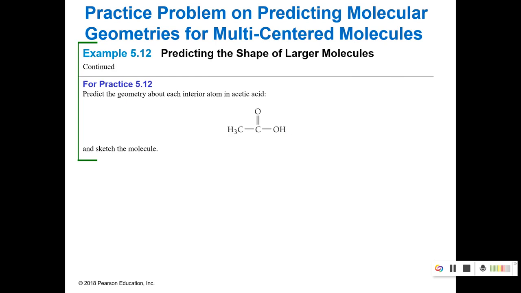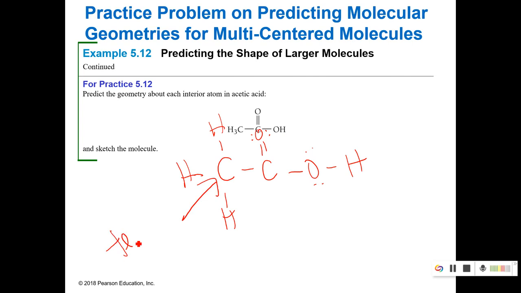Let's do another one. Predict the geometry around each interior atom. So this is more of a skeletal structure than you'll see in OChem. But really, this thing looks like this. And it's got dots. Okay, so I've got 3 internal atoms right now, or interior.